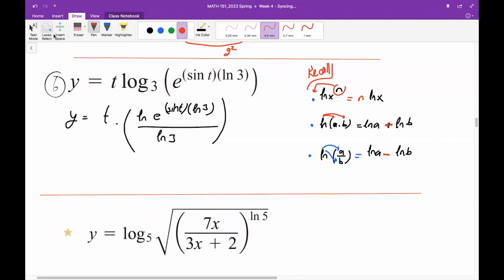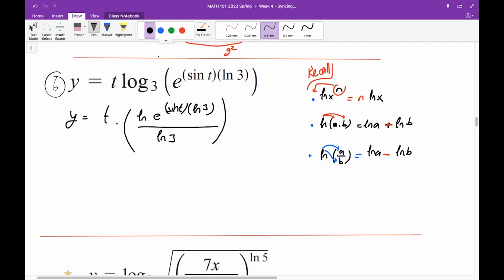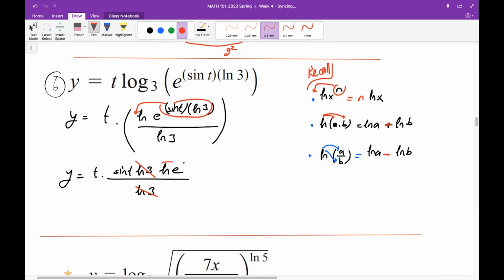Okay, let's try to use these properties for this function. You know, ln e to the power something. That's why I can take this power down to the front. Let me rewrite my function. t times, this power comes down like that, and then I have ln e. The denominator is ln 3. We have a nice simplification like that. Okay, what is ln e? It is evaluated as 1.